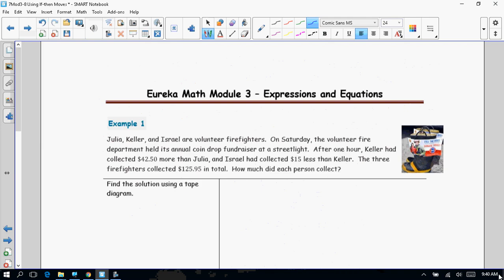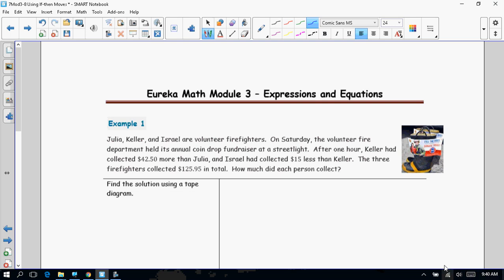All right, so let's take a look at this one. Julia, Keller, and Israel are volunteer firefighters. On Saturday, the volunteer fire department held its annual coin drop fundraiser at a streetlight. I know they do this here in South Elgin. You'll see the firefighters walking through the intersection to raise money, and you drop it in their rubber boots. After 1 hour, Keller had collected $42.50 more than Julia, and Israel had collected $15 less than Keller. The 3 firefighters collected $125.95 in total. How much did each person collect?